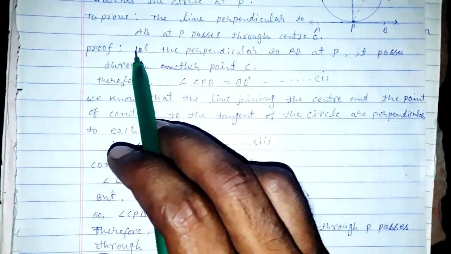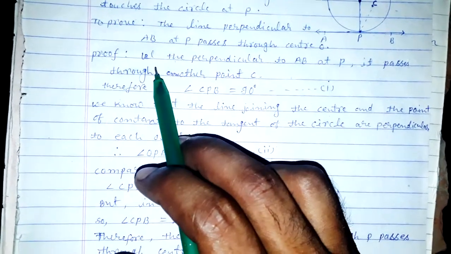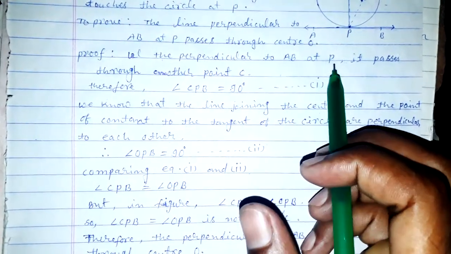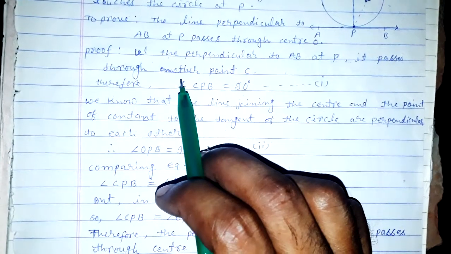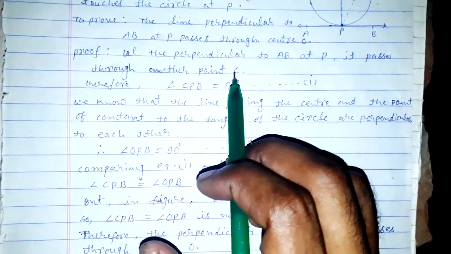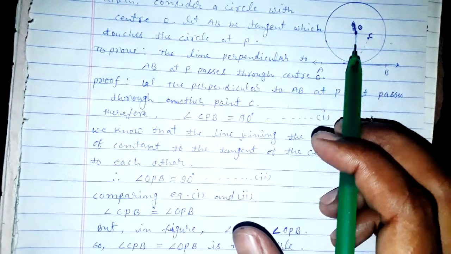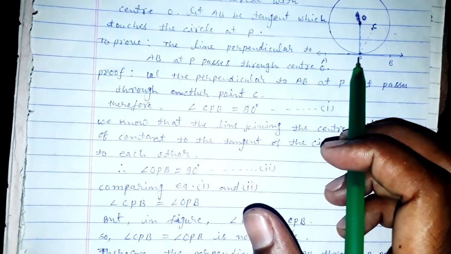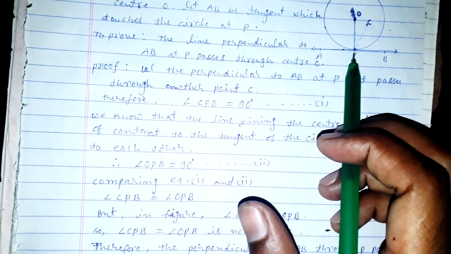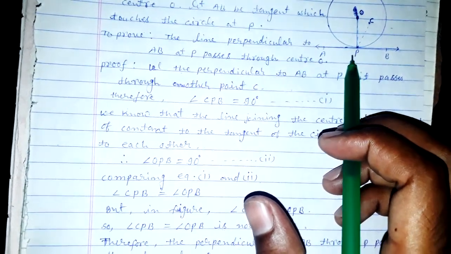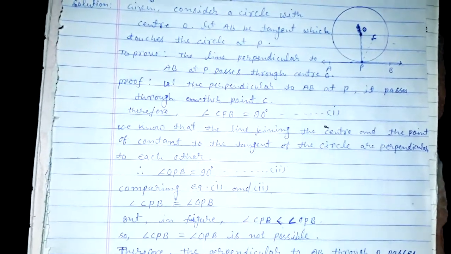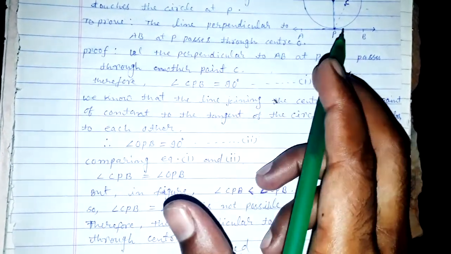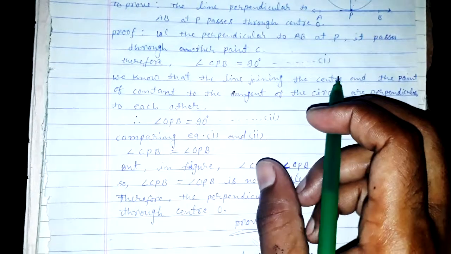So proof. Let the perpendicular to AB at P pass through another point C. In this condition we let another point C be on the perpendicular at P. So that means angle CPB is equal to 90 degrees. This is the first condition.